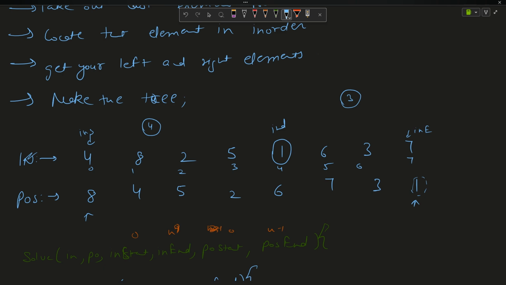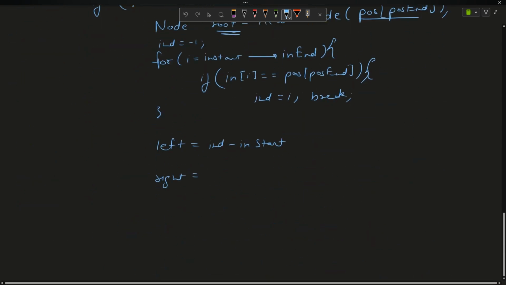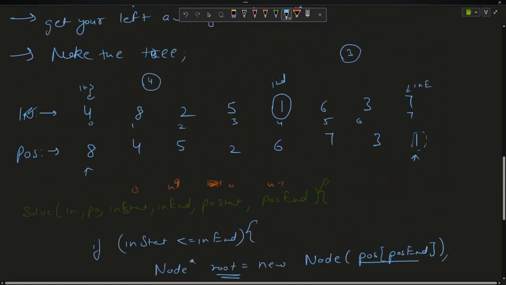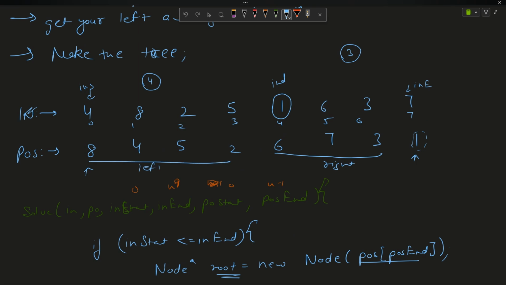And 7 minus 4 actually gives me that. So this is, as I said, just index manipulation. That is in end minus index. I got the elements, right? And I know these elements are equal to right, and these elements are equal to left, right? So I just need to define the pos start and pos end for the left and the right.